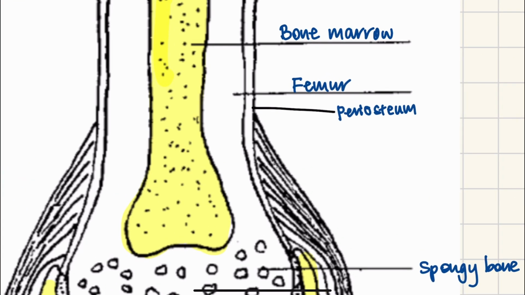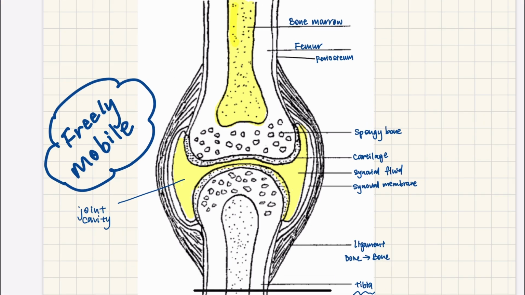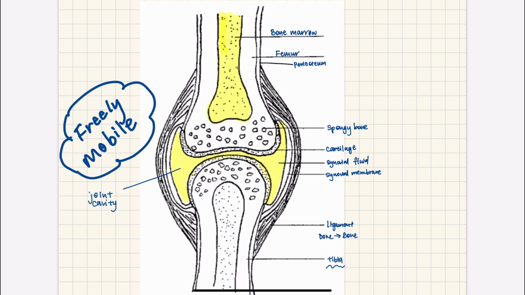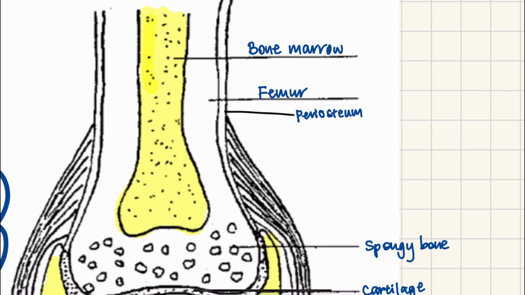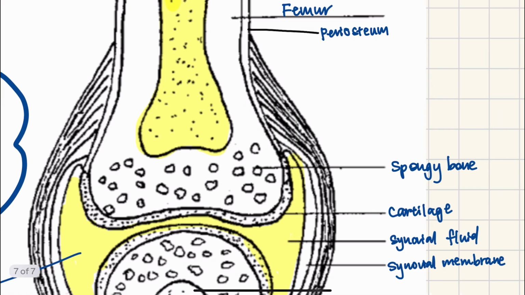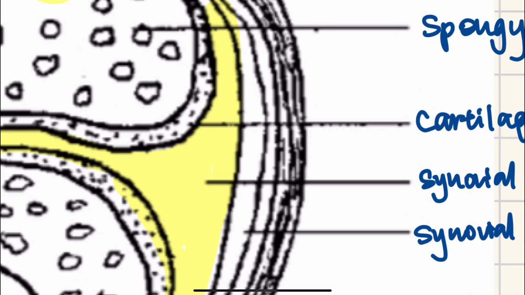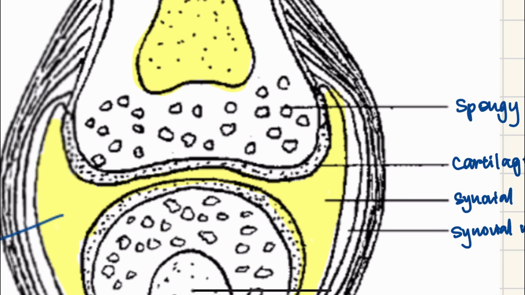First, over here, as this is the center of the bone, this would be called the bone marrow. Next, over here, we'll label this as the femur, because this synovial joint in this diagram is of the knee joint, which means that the upper bone relative to the knee would be the femur. Next, this outer layer over here is a tough layer that protects the bone and is called the periosteum. Here, these little holes represent spongy bone, and this area over here, which cushions the bones, is called the cartilage.